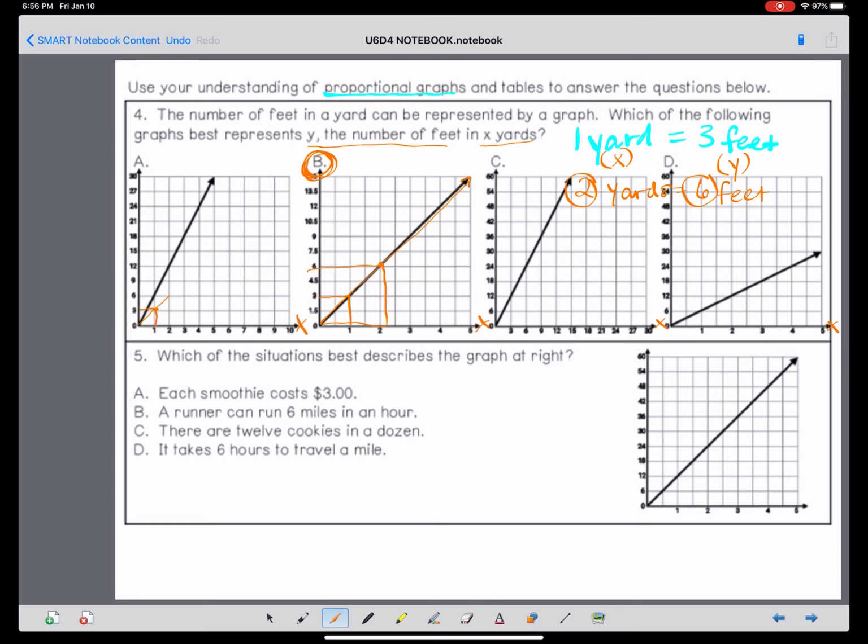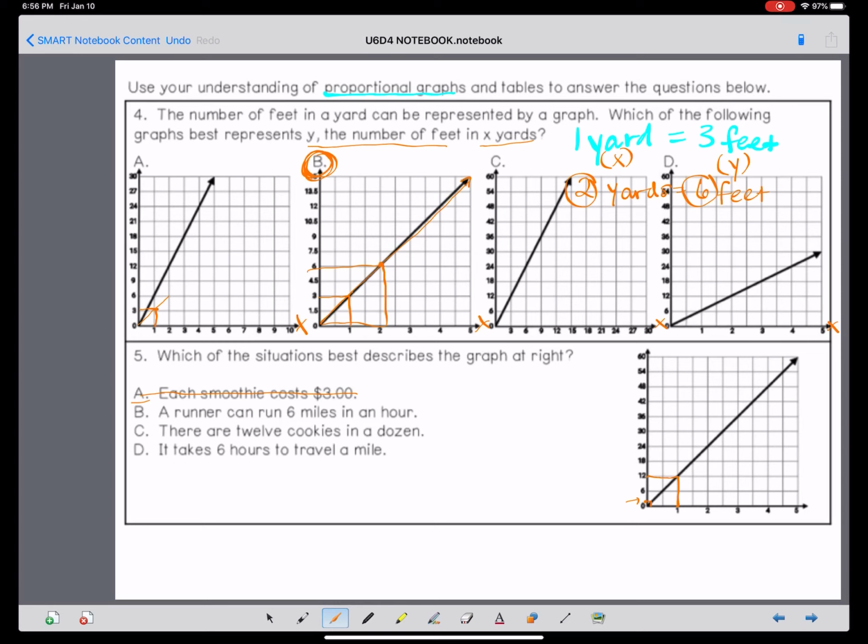And let's go ahead and do number 5. Which of the situations best describes the graph at the right? So let's start with A. Each smoothie costs $3. Let's see if I bought 1 smoothie right here. It looks like it would cost $12. So that is not correct. Unless they were talking about smoothie on this side. Let's see. 1 smoothie. It's hard to tell the price. I'm just going to say no on that one.